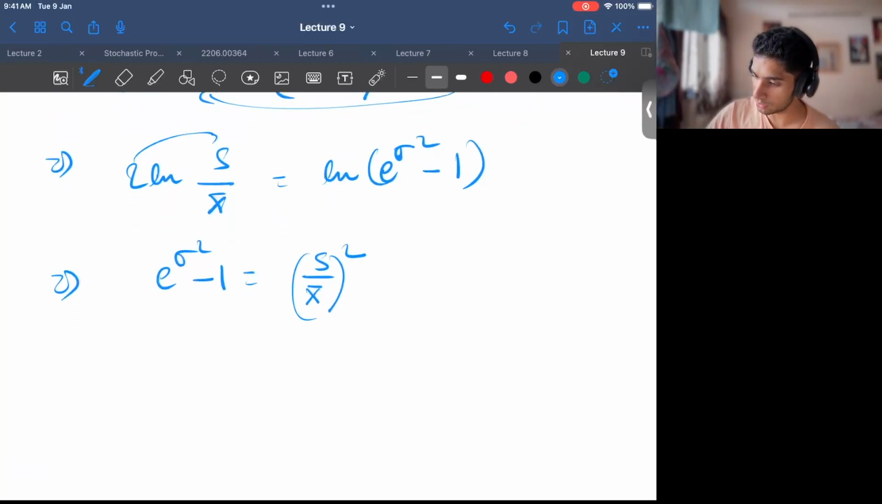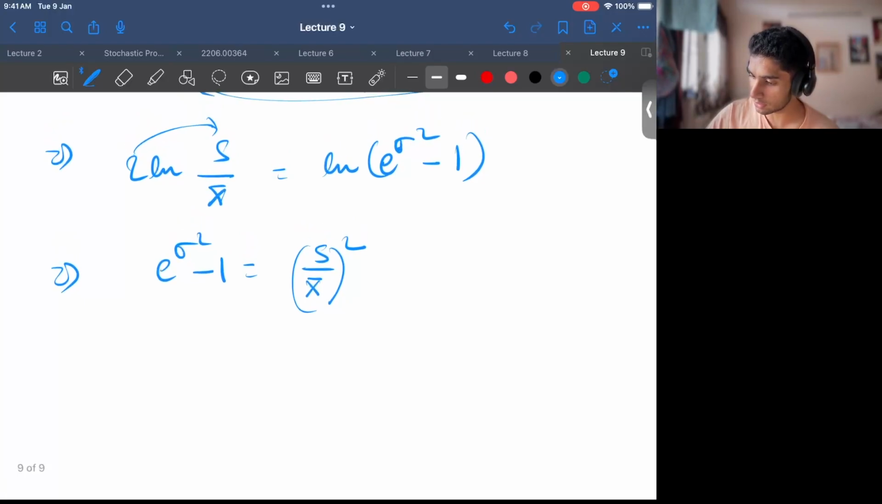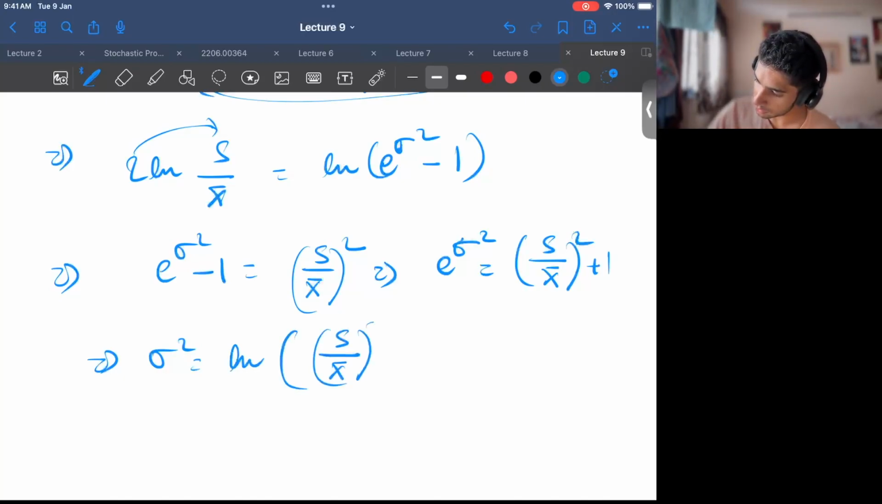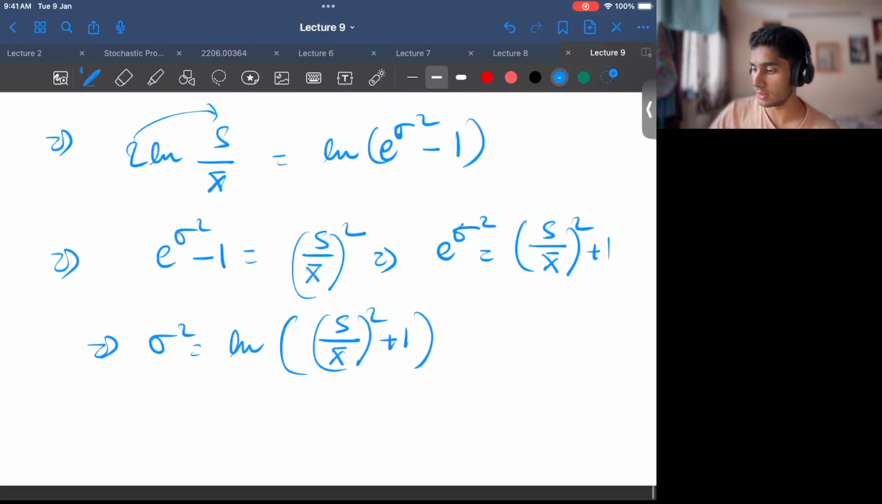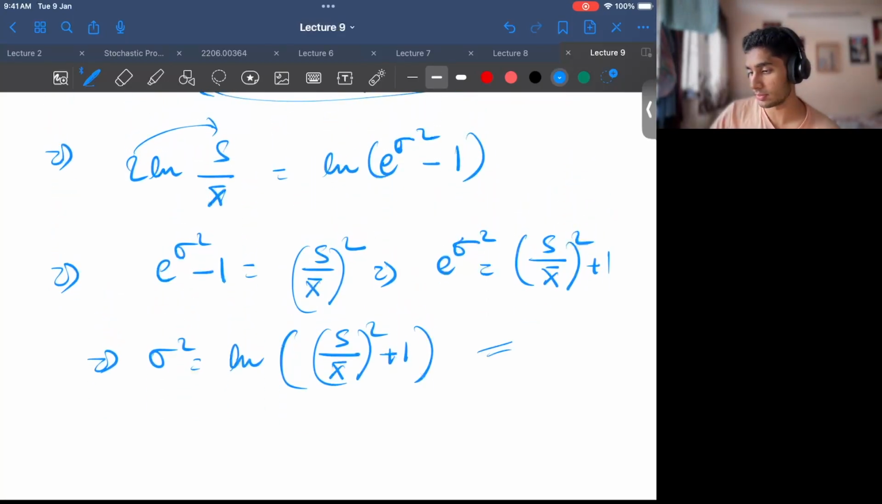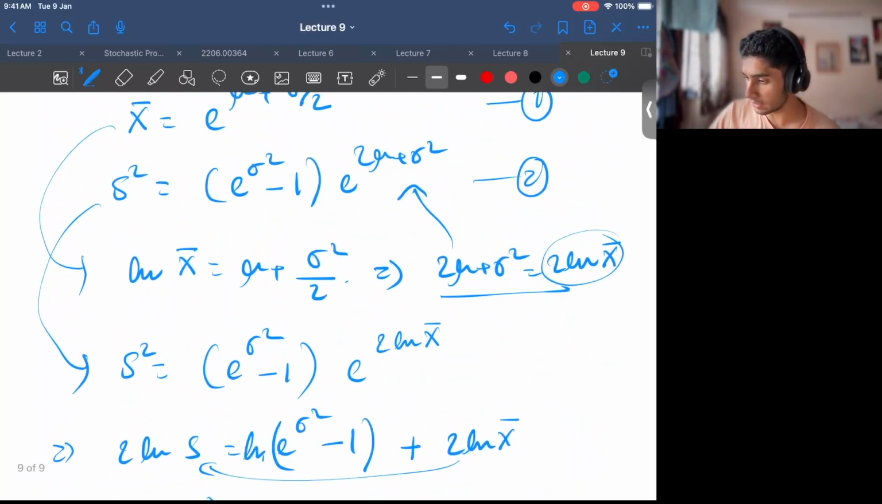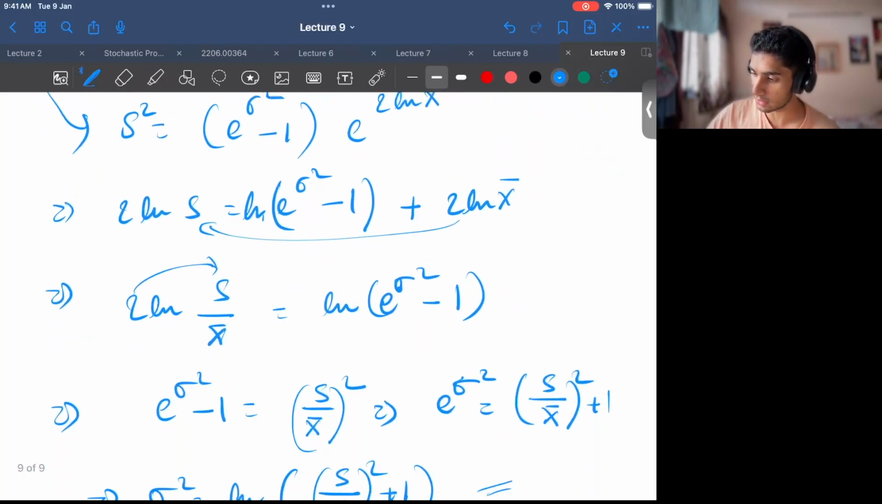Just take 2 again inside the log. This is what it will become, and hence you get e raised to sigma square is equal to s by x bar whole square plus 1, right? And hence sigma square is equal to log of s by x bar whole square plus 1. This is what you get, right? This is your sigma square. Now use it to basically find mu. Use this thing again, right?